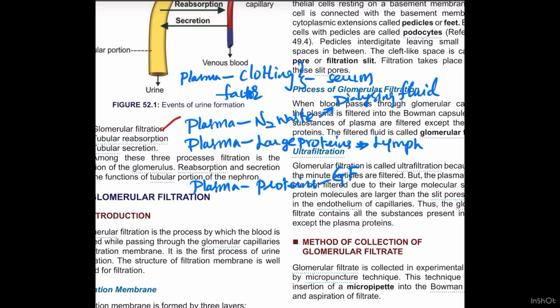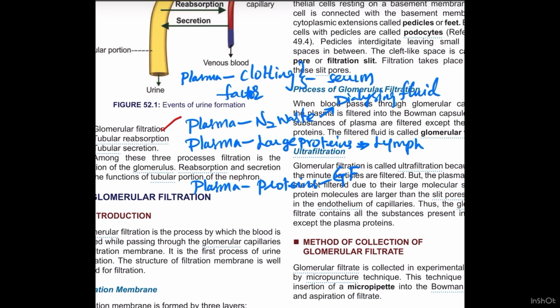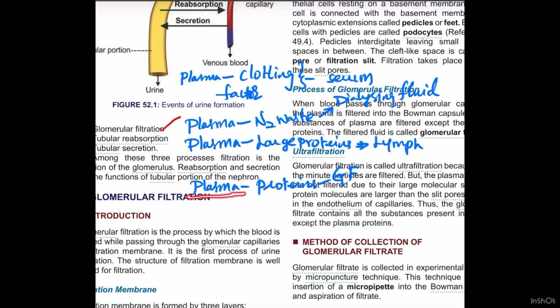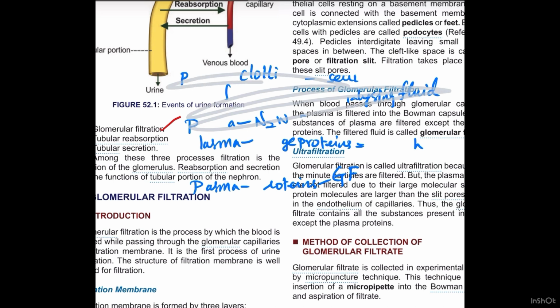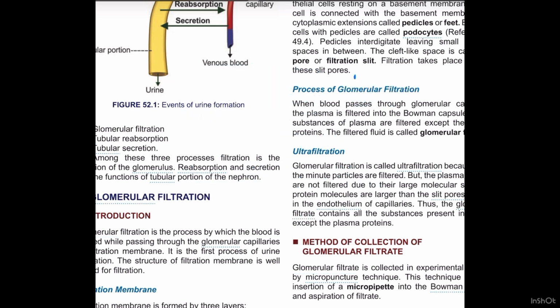Artificial kidney, or dialysis, that is. Plasma minus large protein is called here the lymph. Plasma minus the complete proteins is the GF. Hope you got it. That's what they are mentioning here: GF in the sense of plasma minus the proteins. So that's what you have to remember.